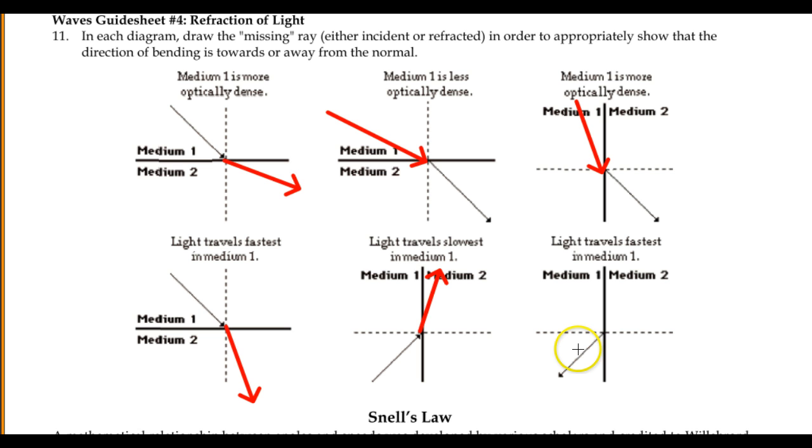Light travels faster in medium number 1, so that means it travels slower over here. Slower to faster, it's going to move away from the normal, so that means this one again has to be less steep, although I need to draw it in the other direction. Okay, so it looks something like that. So a smaller angle, steeper angle, measured from the normal.